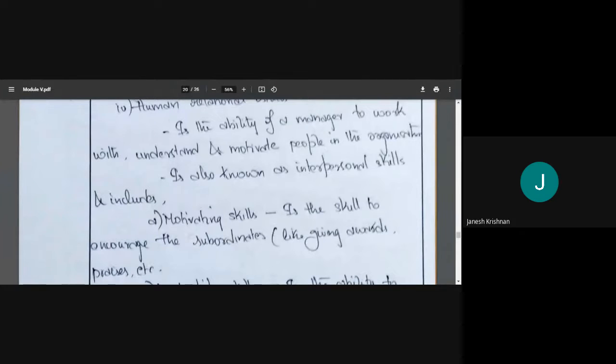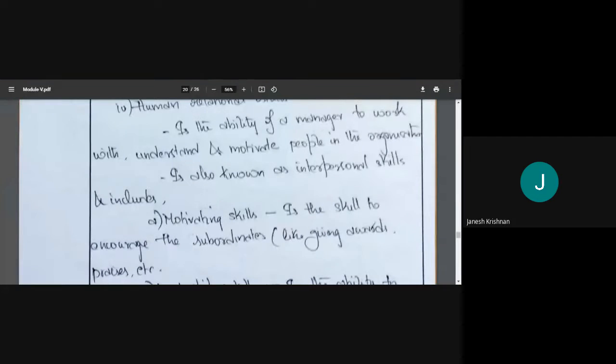As we said, there will be varied interests. I am working with 10 different people. 10 different personalities are there, 10 different thought processes. So I should be able to work with all the 10. Then only I can succeed. So it is the ability of a manager to work with, understand, and motivate people in the organization. It's known as interpersonal skills.